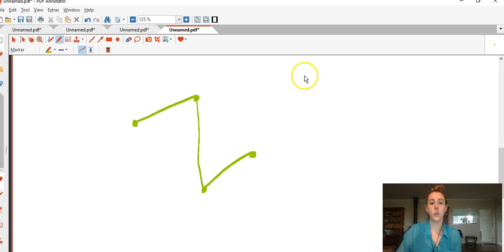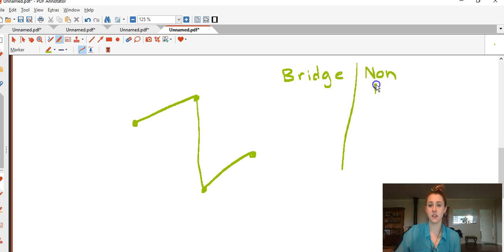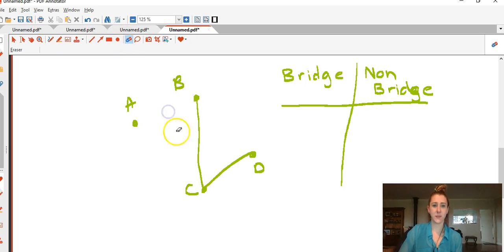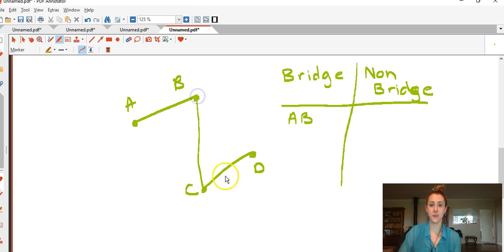So now we can again work through it systematically if we so choose, or you may be at the stage where you can simply see which ones are bridges and which ones aren't. So A, B, C, D. First up, I'm going to take out AB, and again you can see that AB is a bridge because I now have an isolated vertex. So AB was a bridge, and now I'm going to put it back in.